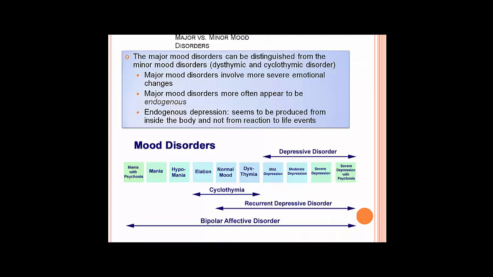So major versus minor mood disorders. Minor mood disorders are like dysthymia and cyclothymia. The major mood disorders involve more severe emotional changes. Major mood disorders also appear to be more endogenous. That is, they come from inside. Rather than something from outside causing one to be sad or depressed or blue, all of a sudden it comes from inside, like the person starting to feel blue and sad, and there's no apparent external reason for it.